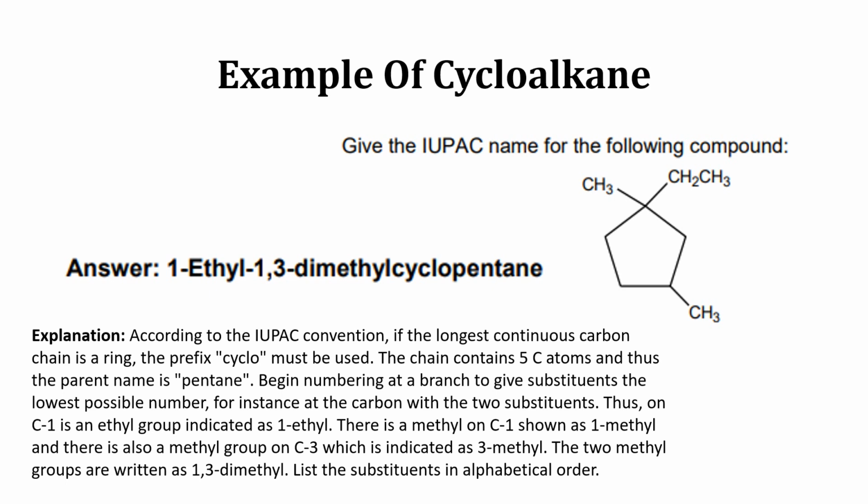For instance, at the carbon with 2 substituents, on C1 is an ethyl group, indicated as 1-ethyl. There is a methyl on C1, shown as 1-methyl, and there is also a methyl group on C3, which is indicated as 3-methyl. The two methyl groups are written as 1,3-dimethyl. List the substituents in alphabetical order. So the IUPAC name for the following compound will be 1-ethyl-1,3-dimethylcyclopentane.